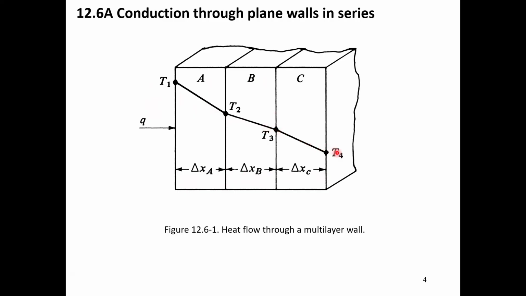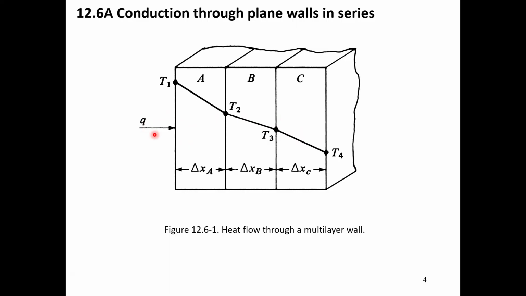We are still looking at a steady state scenario, because of which the rate of heat transfer across material A will be equal to that across material B, which will be equal to that across C. So the rate of heat transfer remains the same throughout. You can call it QA, QB, QC, which would be equal to Q. The rate of heat transfer is the same across, and it doesn't change with time.